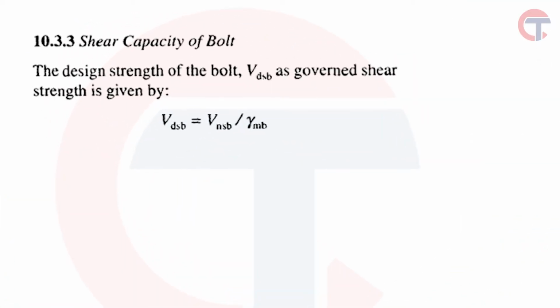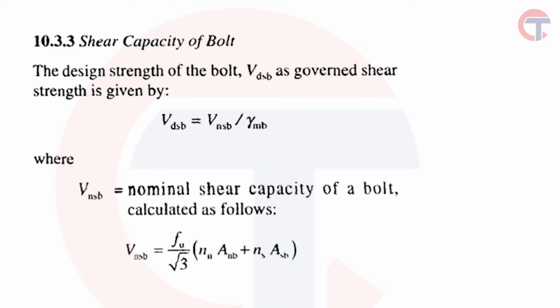To calculate the shear capacity of the bolt, IS 800-2007 gives this formula: V_dsb is equal to V_nsb divided by gamma_mb, where V_dsb is the design shear strength or design shear capacity. V_nsb is the nominal shear capacity of the bolt, and this is the formula for V_nsb: V_nsb is equal to fu upon square root of 3, in brackets, n_n A_nb plus n_s A_sb. Now let's get all the values one by one to get the value of V_nsb.